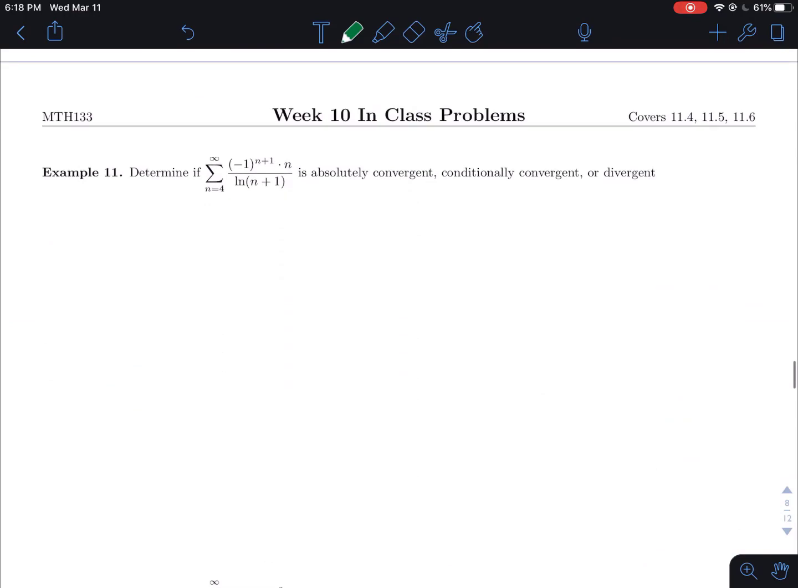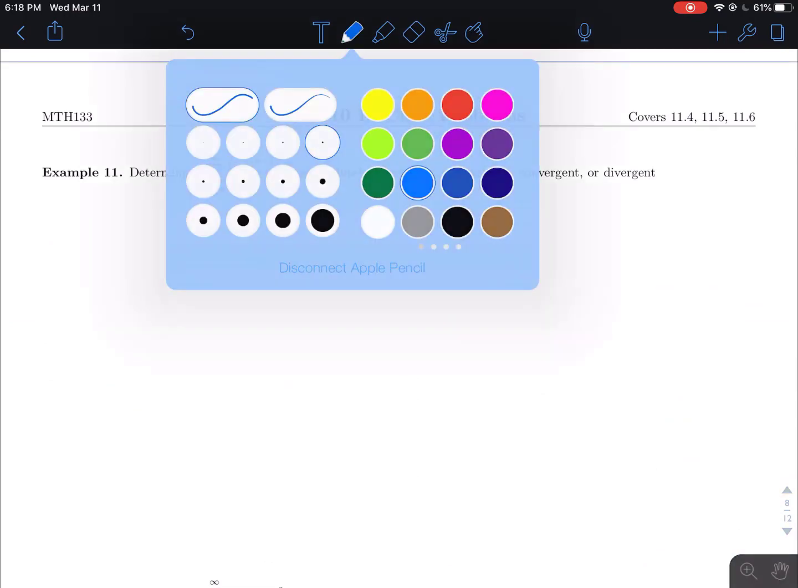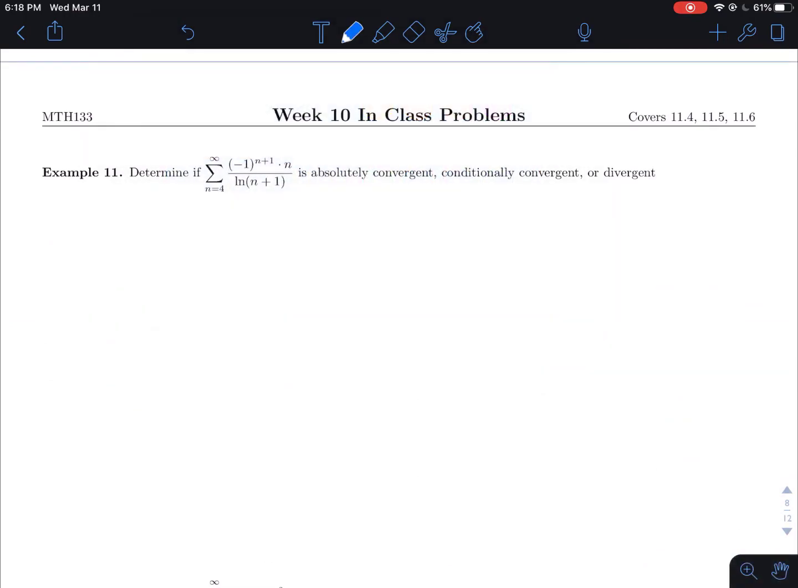I got one more page for us. Again, we're trying to put it into one of these 3 bins: absolutely convergent, conditionally convergent, or divergent. And so again, let me pause the video here. I want to give you some time to work on this one on your own. And then when you're ready, go ahead and unpause the video and I'll spoil the surprise.